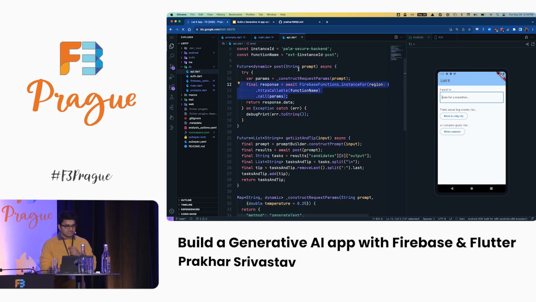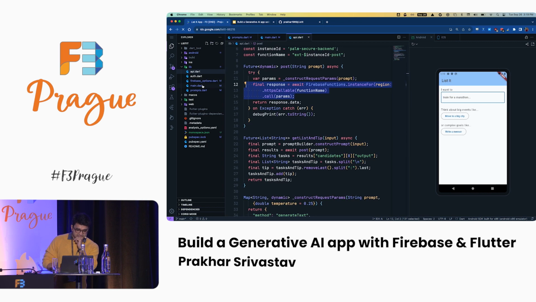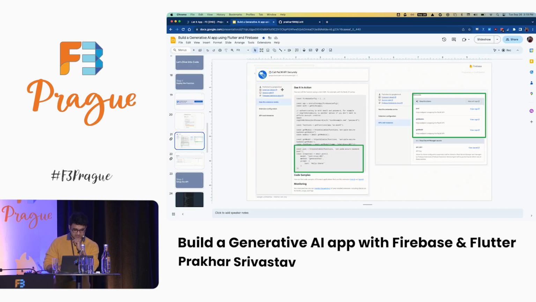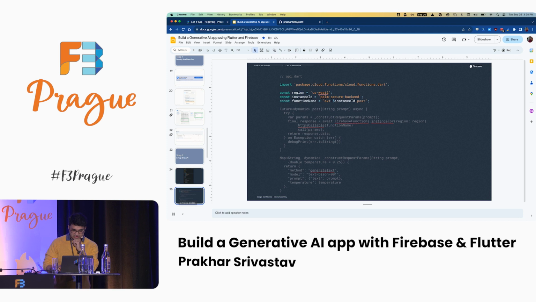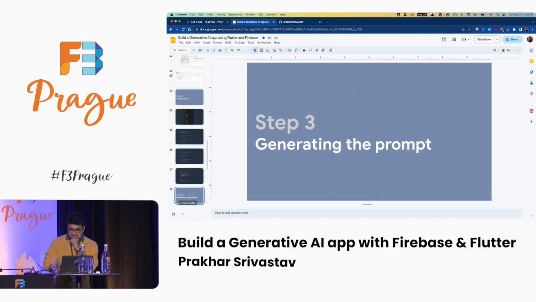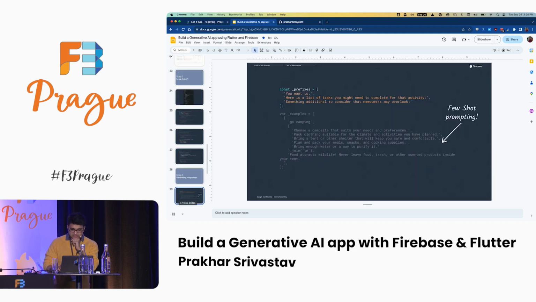Okay, so once I have the request parameter, it's very simply just these three lines of code. In comes the prompt, I convert it to the params, and then I call my Firebase function. So this is the code that is needed to call the backend, right? So what's next? We have covered that, and the next part is basically prompts. This is where our quick tutorial on prompting helps. So let me quickly go through this piece, and I think it'll be helpful. So let's talk about generating the prompt, right?